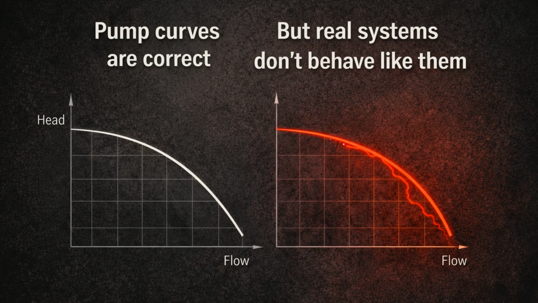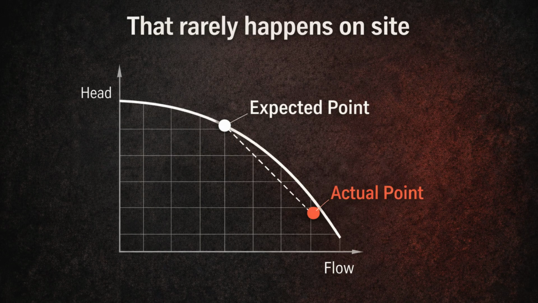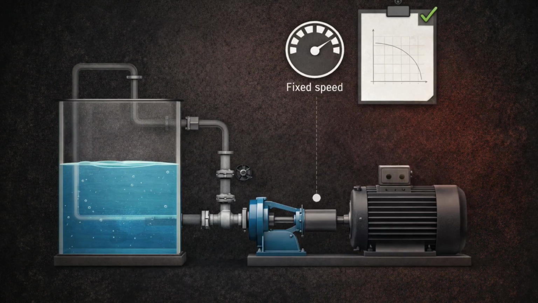The common belief is simple. If my duty point lies on the pump curve, the pump should deliver that flow and pressure. On paper, that logic makes sense. But once the pump is installed on site, reality looks very different. Actual flow and pressure almost never match the curve. This is not because the pump is faulty, it's because the pump curve is only half the story.